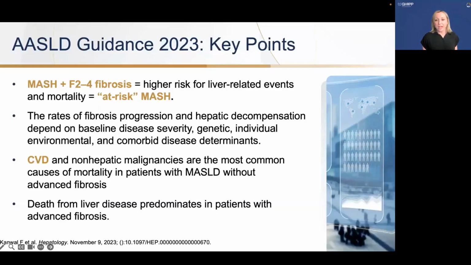Just to reiterate a few key points, MASLD affects 60 to 80 million Americans. The key takeaway is that MASH with fibrosis stages 2 to 4 is associated with the greatest risk of liver-related morbidity and mortality. Cardiovascular disease remains the leading cause of death in patients with MASLD without advanced fibrosis. And for those with cirrhosis, liver-related deaths dominate. This emphasizes the value of fibrosis staging in prognosis and in treatment planning.